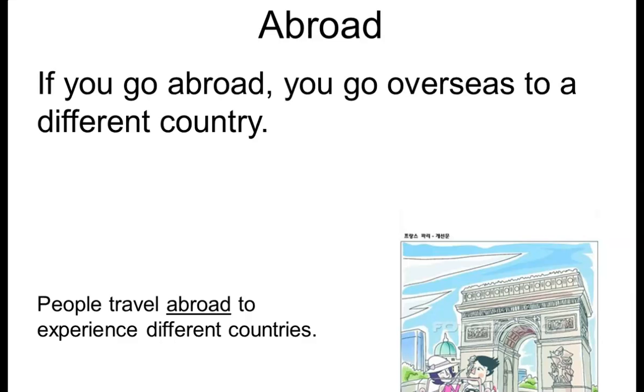Abroad. If you go abroad, you go overseas to a different country. So people who travel abroad to experience different countries. So that means you go somewhere else outside of the United States to another country. That means that you're going abroad.